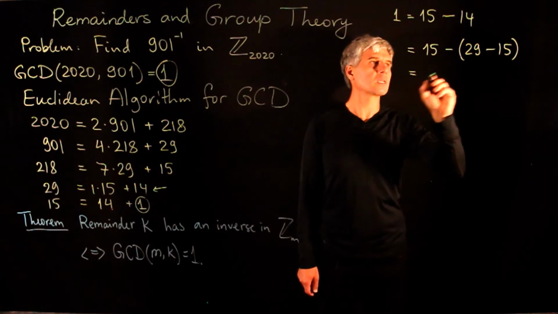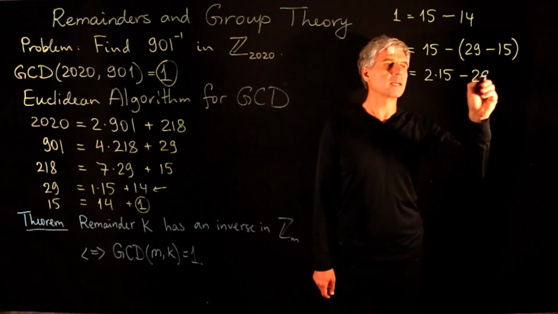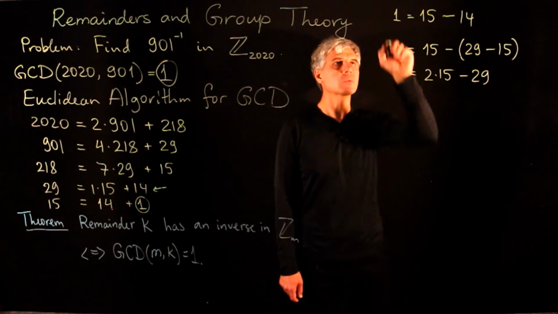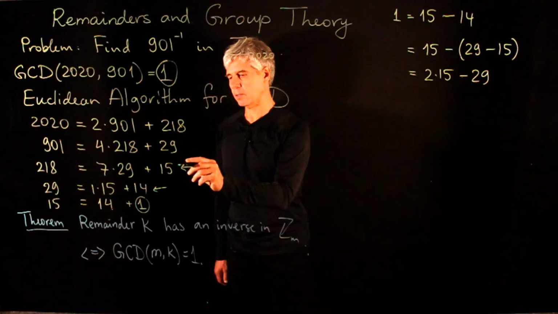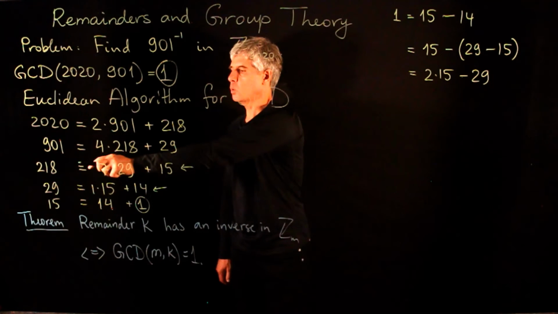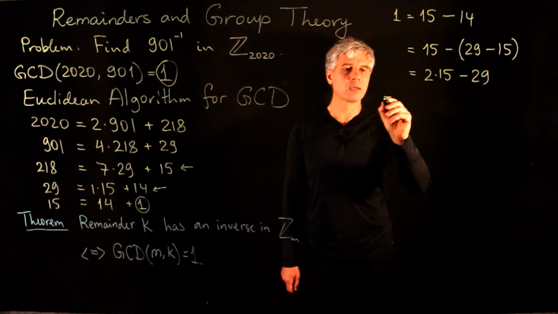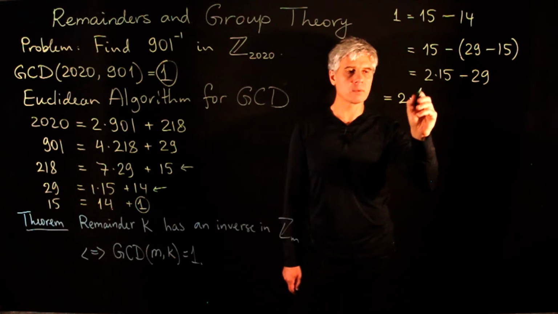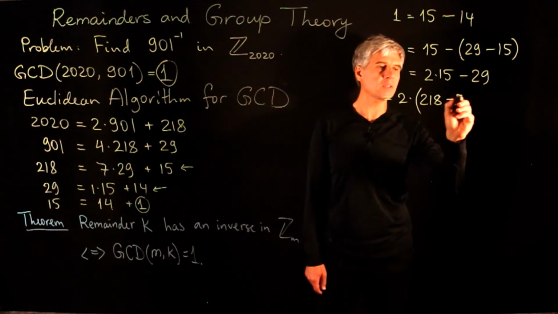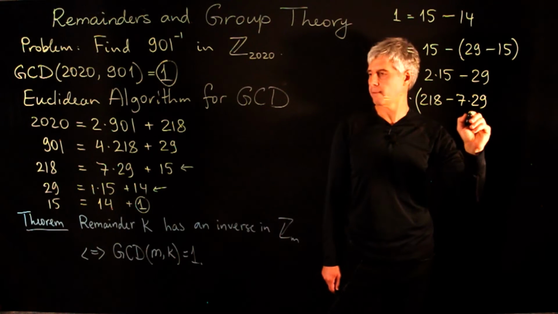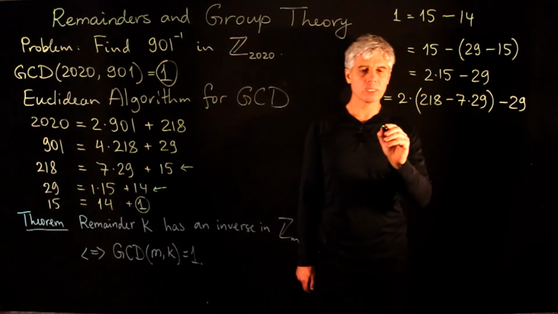And so we get 2 times 15 minus 29. That's certainly true. This is 30 minus 29. That is equal to 1. Then we go to the next line, and we eliminate 15 as 218 minus 7 times 29. So we get 2 times, well, instead of 15, we write 218 minus 7 times 29 and minus 29. So now we simplify.